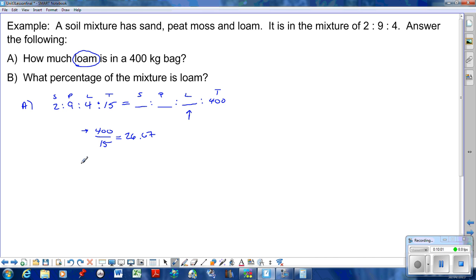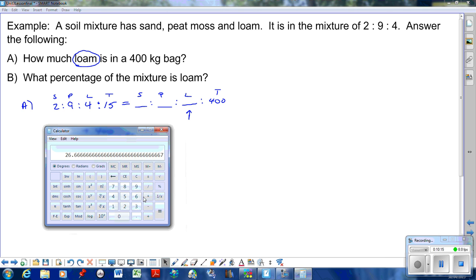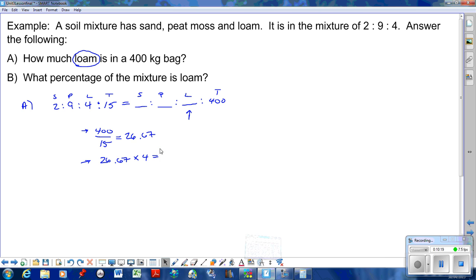Step 2 then, we multiply all the numbers by, but we're only looking for loam. Loam is 4. So we take our answer that we just got, 26.67, and we're going to multiply it by 4. And we use the calculator to get that. So times 4, we get 106.7. And that's the answer that goes right in there.